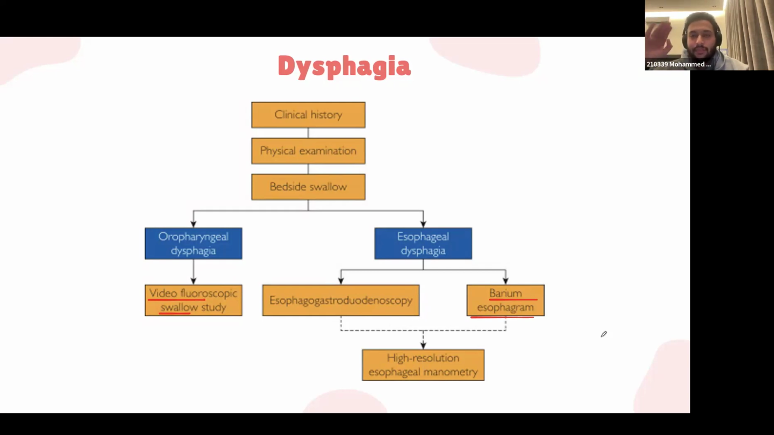Through barium. After that, you check, okay, if it's structural, I want to see it more. I want to take a biopsy maybe. So you do endoscopy using esophagogastroduodenoscopy. Okay, if it's motility, the gold standard way of diagnosing motility disorders is manometry. This is important for you guys. If someone is suspected to have an esophageal motility disorder, the gold standard is manometry.